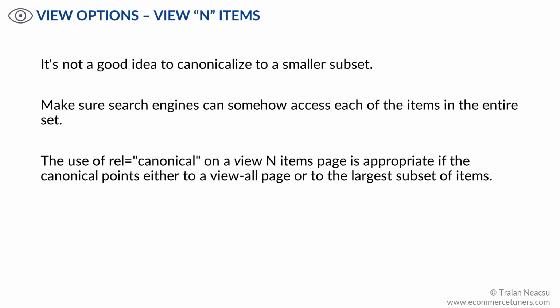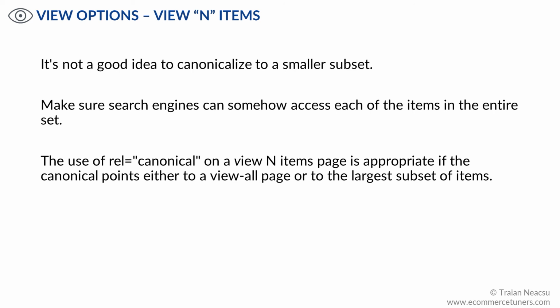The use of rel canonical on a View N items per page is appropriate if the canonical points either to a View All page or the largest subset of items. The former option is not desirable if you want another page to surface in search results.